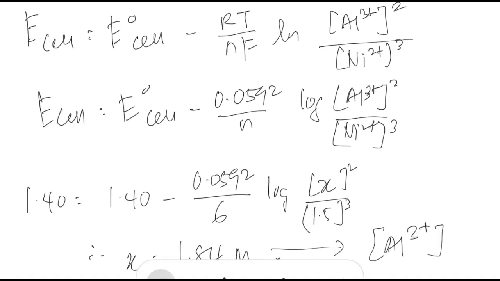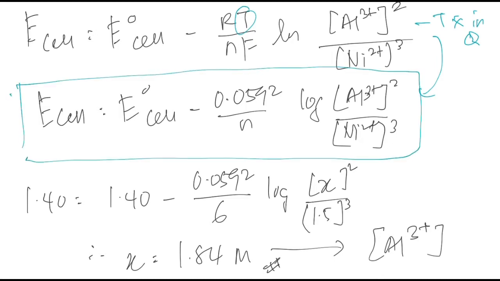Just one more thing before we end. Why do I switch from this formula to this formula? Just because of the temperature, because the temperature is not given in the question. So I have to use another formula of Nernst. Okay, depends on the question, right?